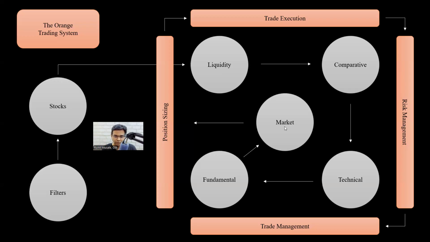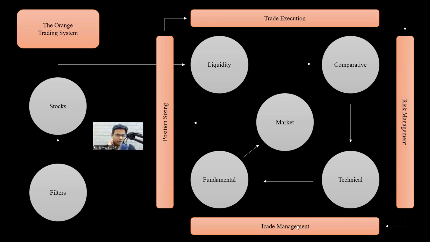This is a very important video because if you see this diagram, this is not just a framework, it's a flow chart. Okay, so you start with filtering stocks. There are more than 5,000 stocks in the Indian stock market. So, first you have to filter. After you filter, you will get a filtered list of stocks. That filtered list will go through these five steps: liquidity first, comparative, technical, fundamental, market, then position size, then execution, then risk management, and then trade management. So, it's a flow chart.